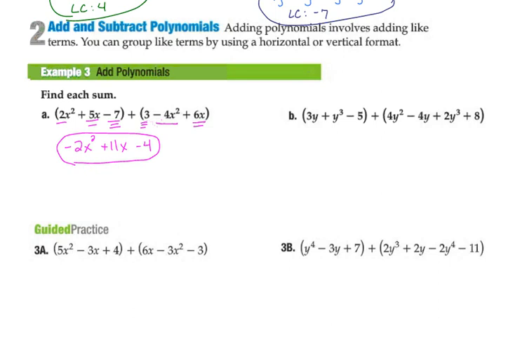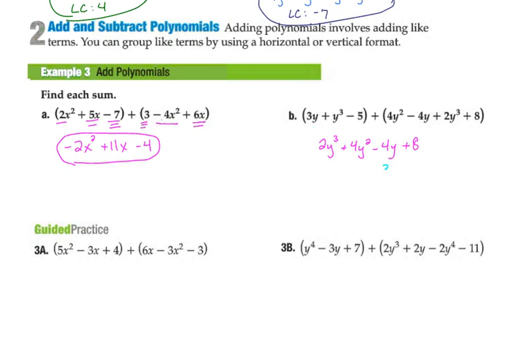Now we're going to look at the vertical form. On this one, what we do is we go ahead and we set them up. I'm going to actually work with this longer one first because it has all of the terms. I'm going to write it in descending order. So I have 2y to the 3rd. I have a positive 4y squared. I have a -4y. And then I have a positive 8.